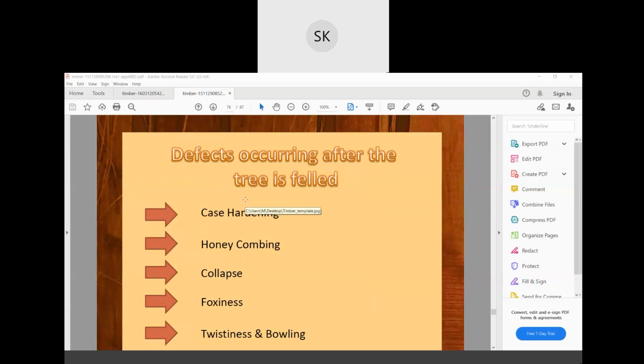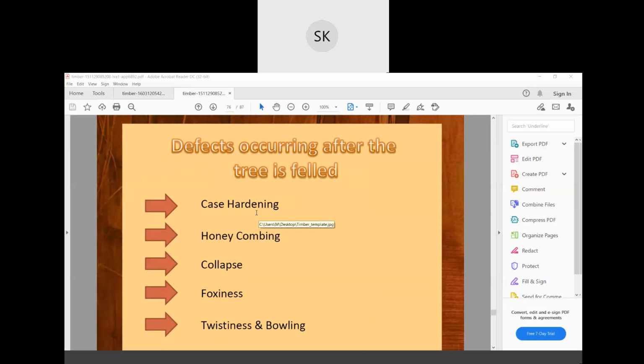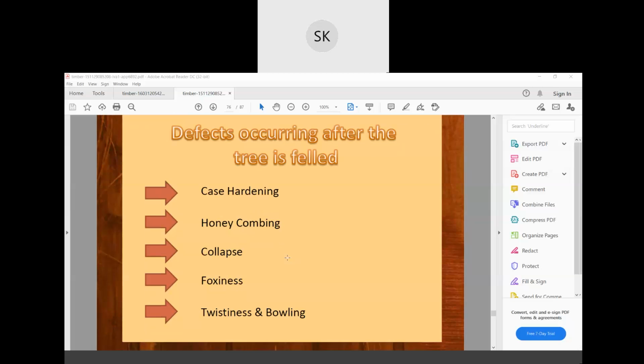So after the trees fell, after maturity or when you cut, these are the defects that can occur on the timber: case hardening, honeycombing, collapse, foxiness, twistiness, and bowing.